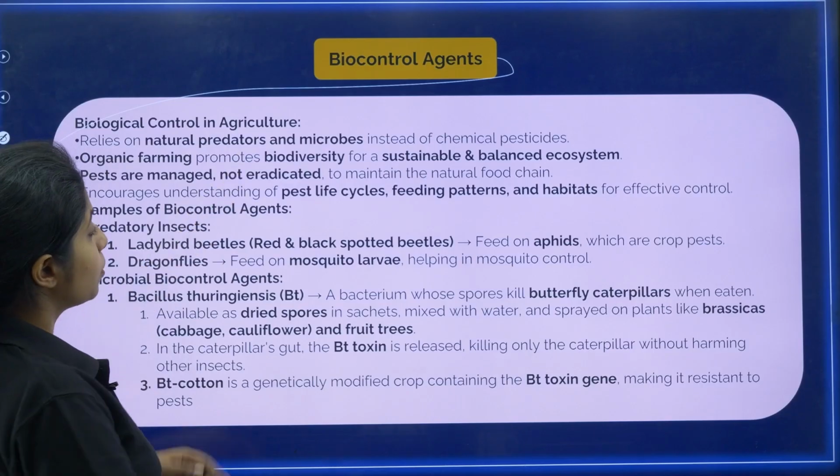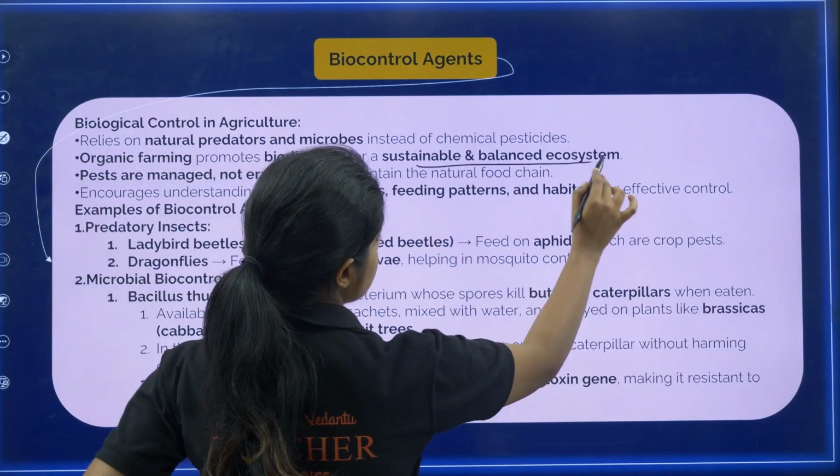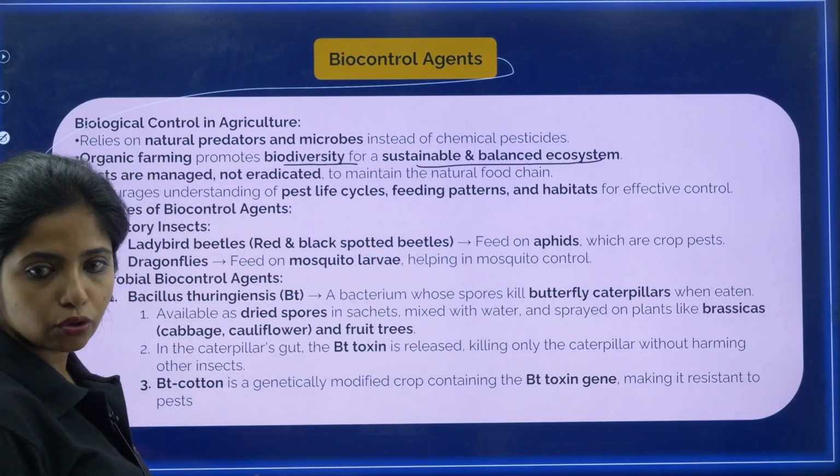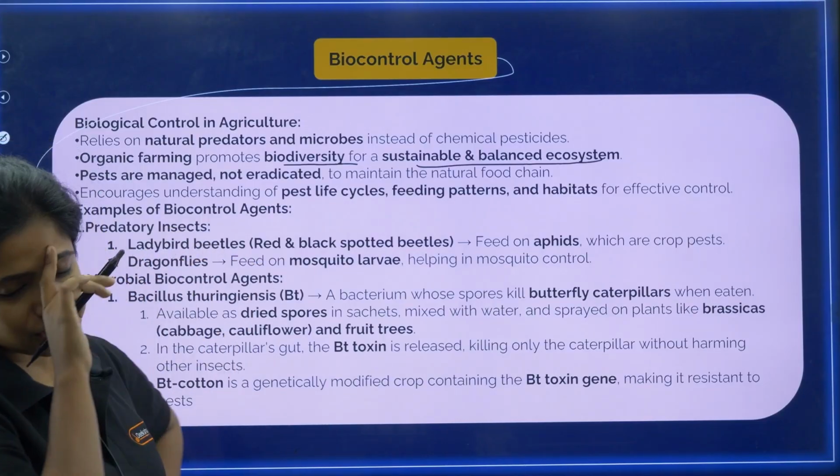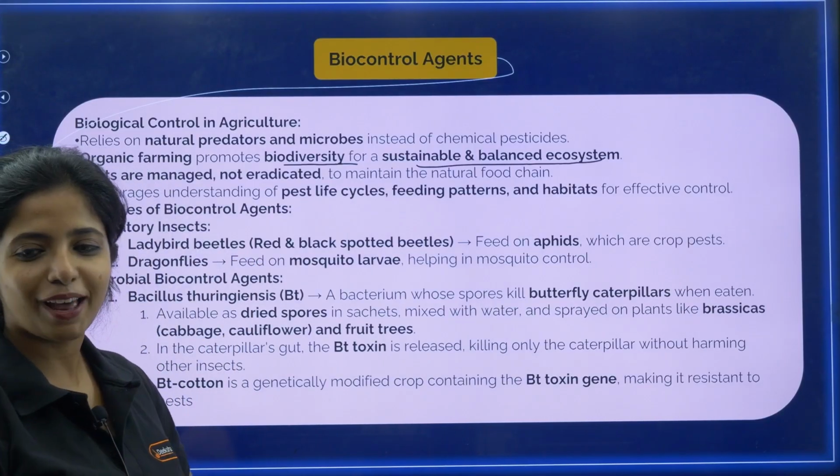Now, organic farming promotes what? It promotes biodiversity for a sustainable and balanced ecosystem. Obviously, this will lead to what? Balanced equation. Sorry, not equation. I went to chemistry. Balanced ecosystem.